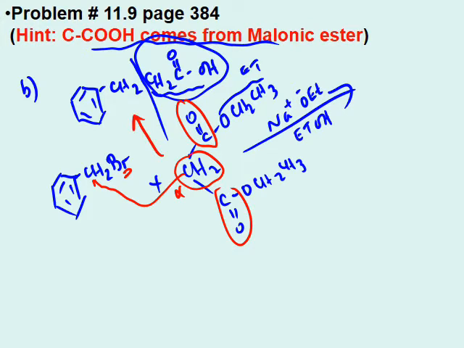The key thing in solving this kind of problem is to find out what part is coming from malonic ester and what part is coming from the alkyl halide. Then just add malonic ester and alkyl halide in the presence of sodium ethoxide in ethanol, and that would finally lead you to the desired product.